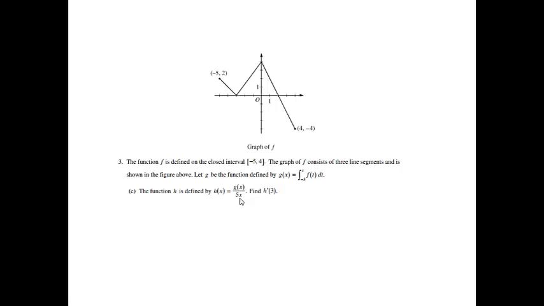x over f of x, find h prime of 3. So it's asking me to find a derivative, and I notice that this is a quotient, so I'm going to be using the quotient rule. So we've got f and g. The derivative of g of x is just g prime of x, and then the derivative of 5x is equal to 5. So I'm ready to find the derivative.